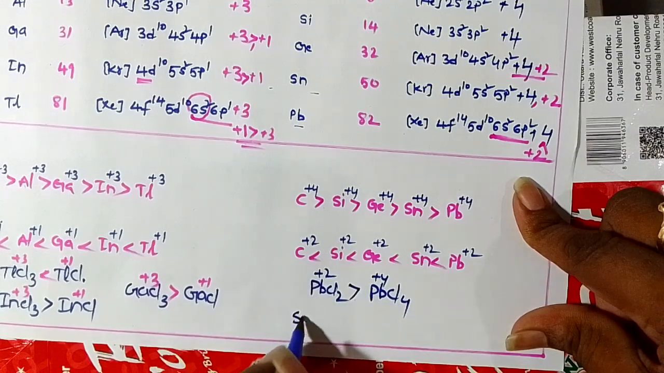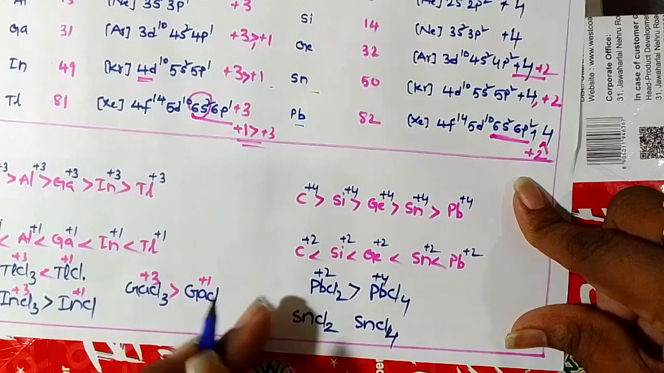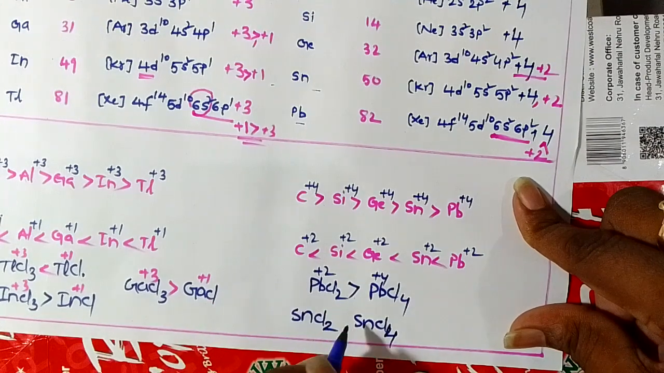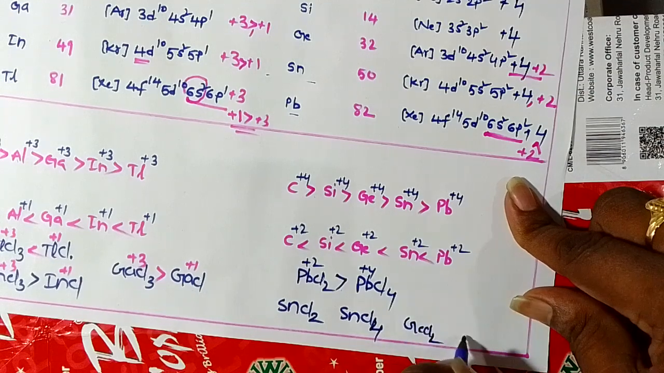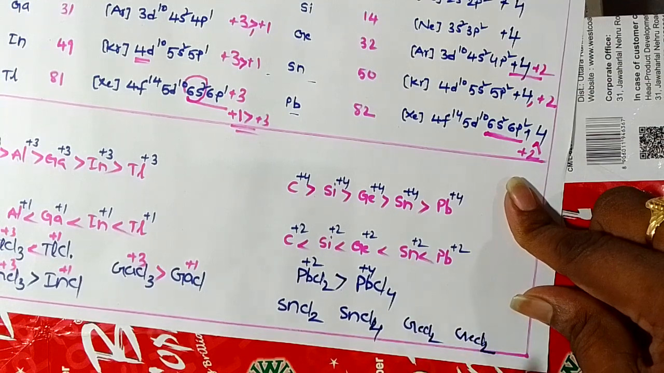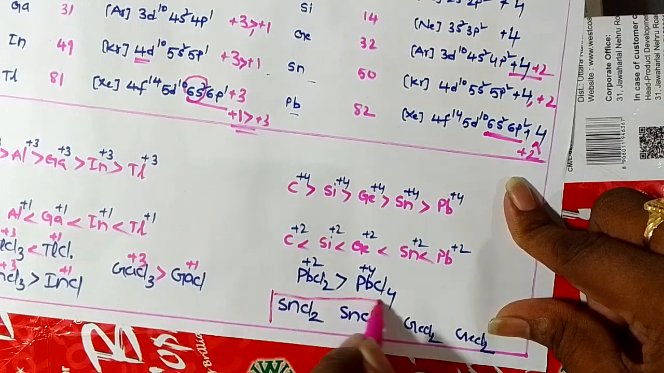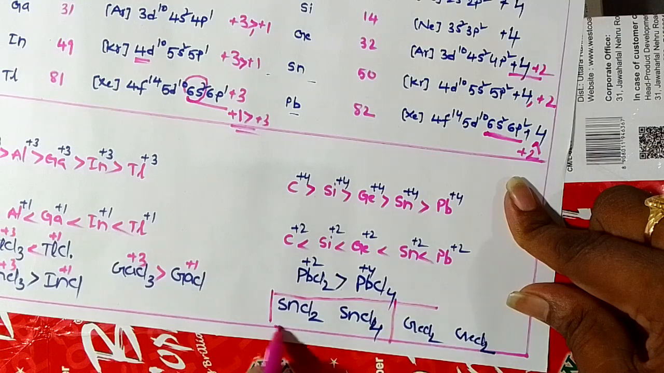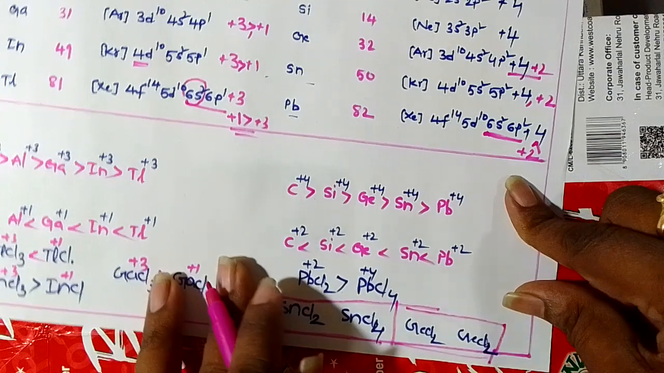Now SnCl2 and SnCl4. Which compound is more stable? And GeCl2 and GeCl4. Which compound is more stable? Please comment. In SnCl2 and SnCl4, which compound is more stable? In GeCl2 and GeCl4, which compound is more stable? Please comment in the comment box.